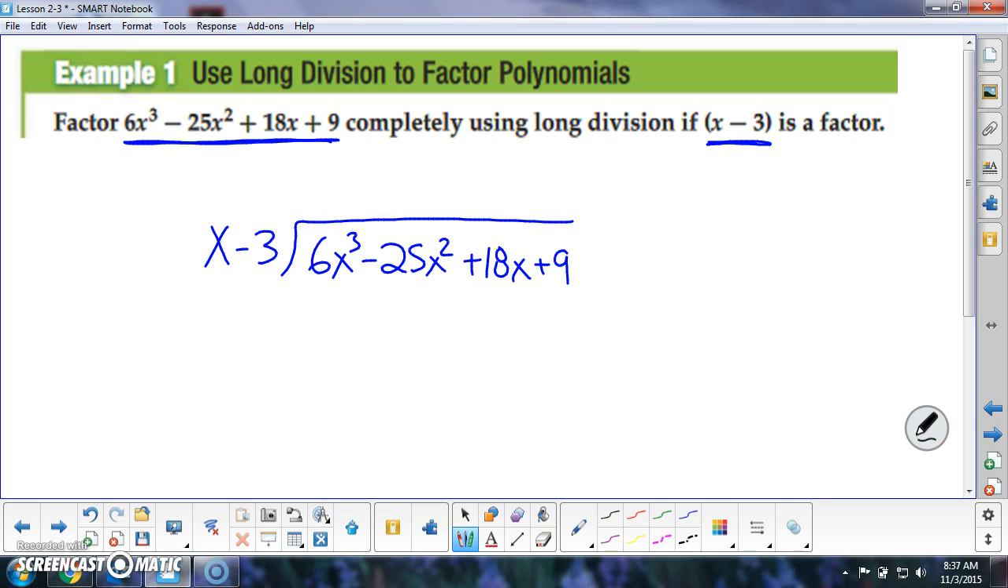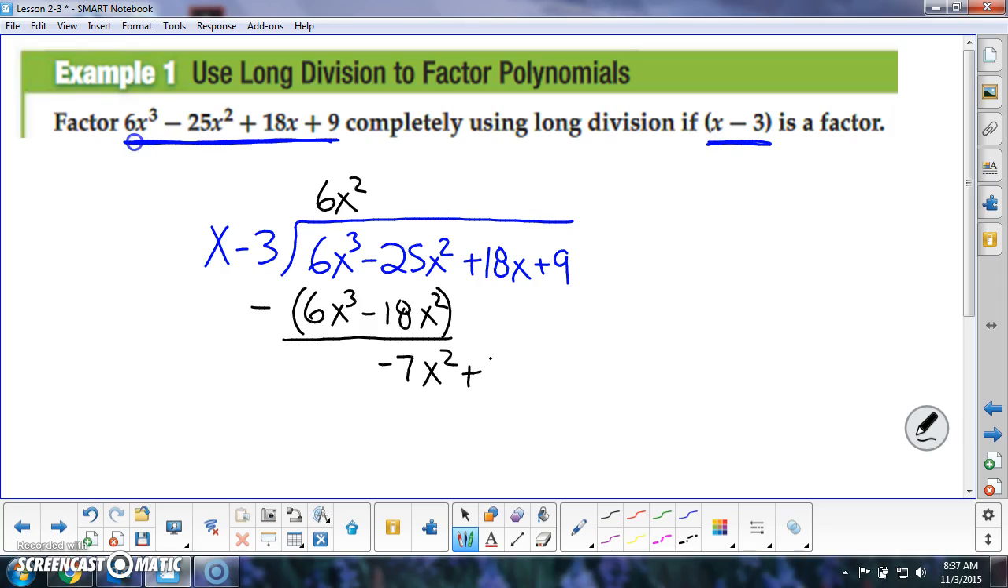So now we start off and we say what times x gives us the first term 6x to the third, and that would be 6x squared. So now when I take that 6x squared, I multiply it times the divisor and write it underneath. 6x to the third minus 18x squared. Now we have to draw a line and subtract the two polynomials. 6x to the third minus 6x to the third, they cancel out. The negative 25x squared, and then it becomes minus a negative 18. So that's a double negative right there. And that ends up giving us negative 7x squared.